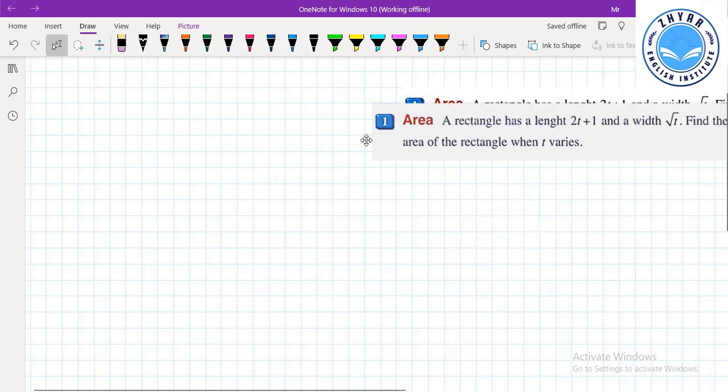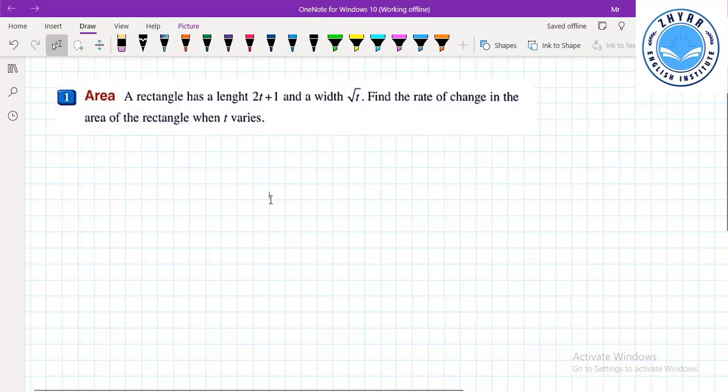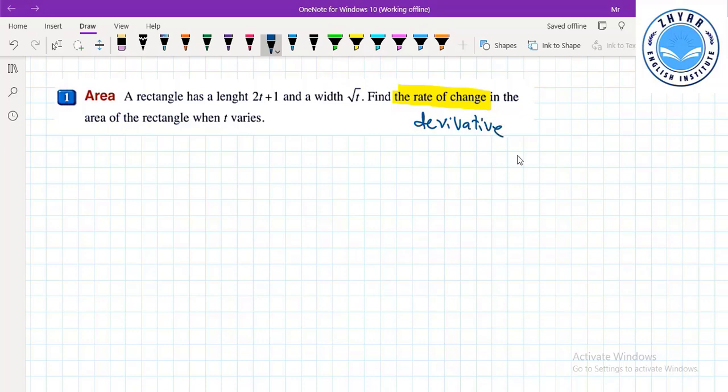The key for such questions, rate of change questions, is to replace the part that says rate of change with the word derivative. Derivative sounds much easier. This means find derivative of area. Okay. In the beginning, what's area? Isn't area length times width? That is 2t plus 1, which is length, multiplied by width, which is radical t.